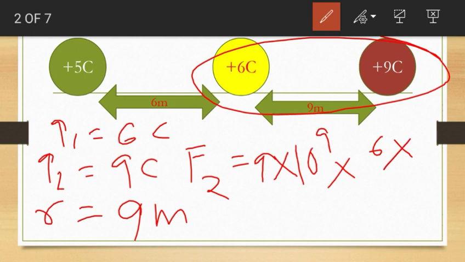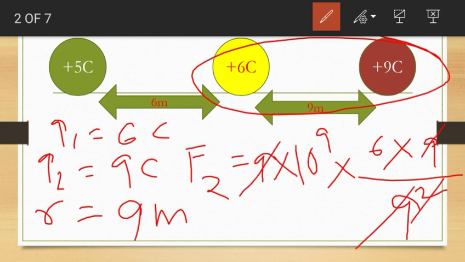Q1 is your 6, Q2 is your 9, divided by R square will be replaced by 9 square. Then one of the 9 will be cancelled, another 9 will be cancelled. Now I am left with only 6 into 10 to the power 9 Newton, right? So the F2 is 6 multiplied by 10 to the power 9 Newton, and F1, which we have previously found, is 7.5 into 10 to the power 9 Newton.